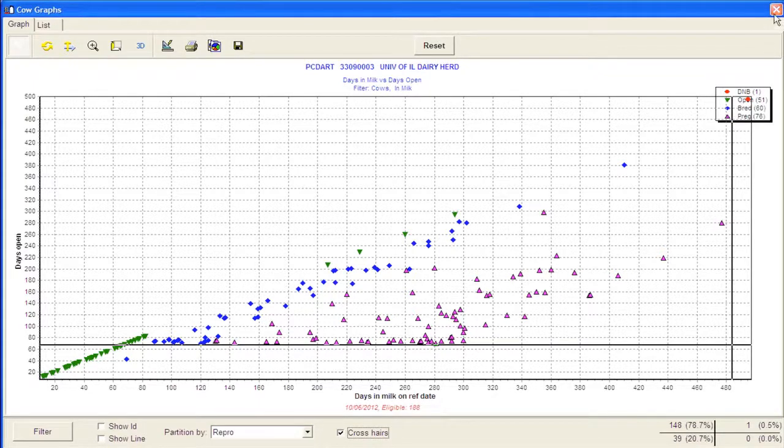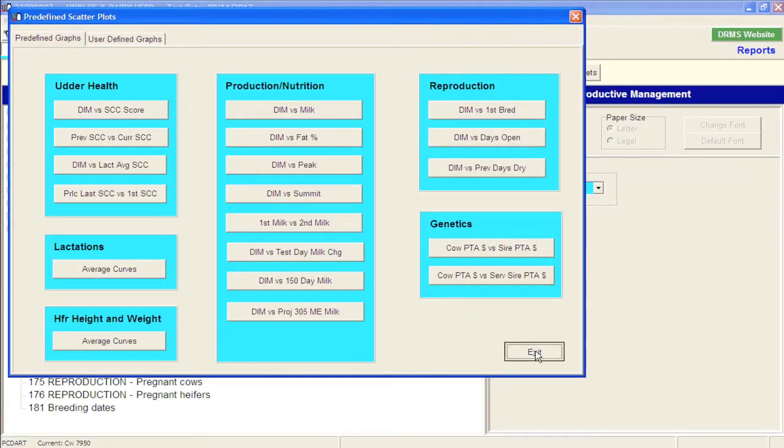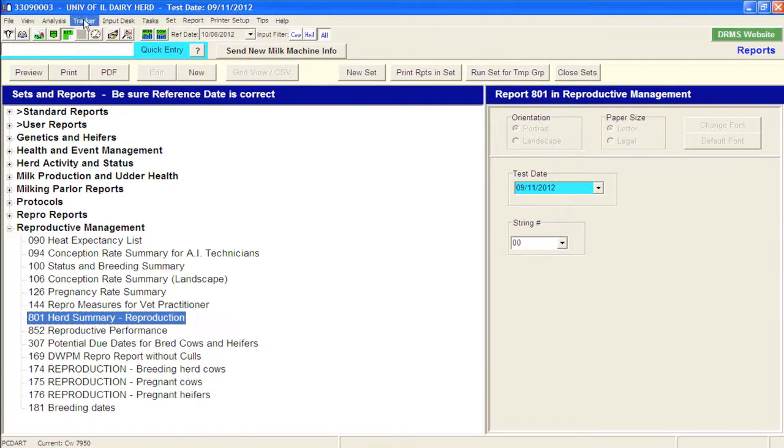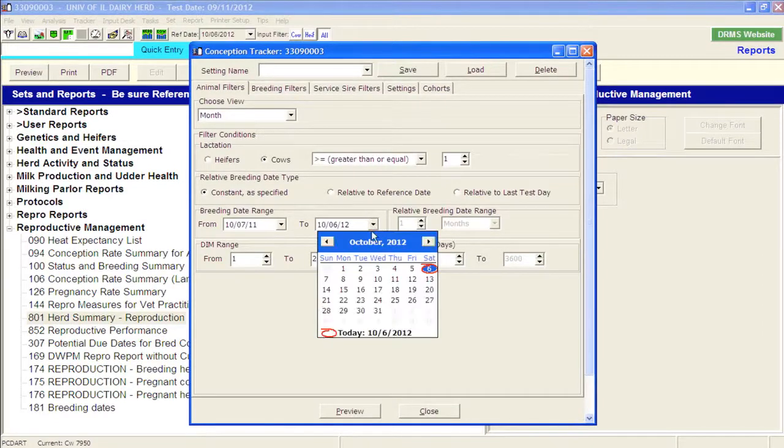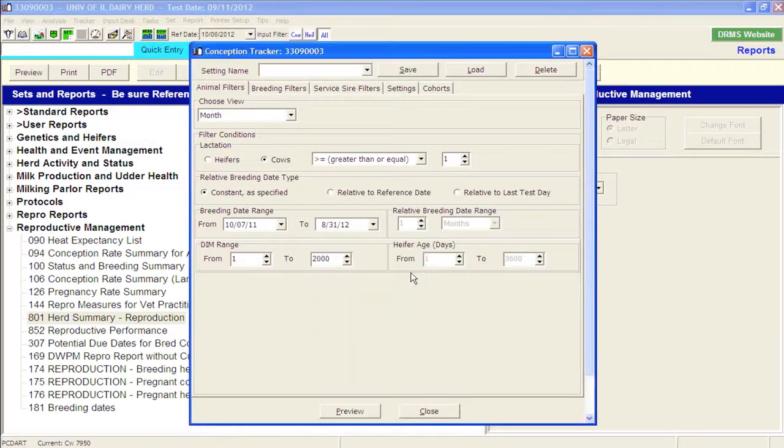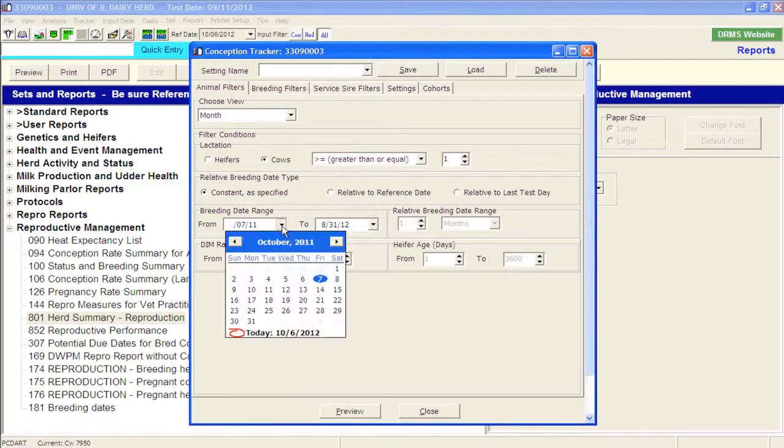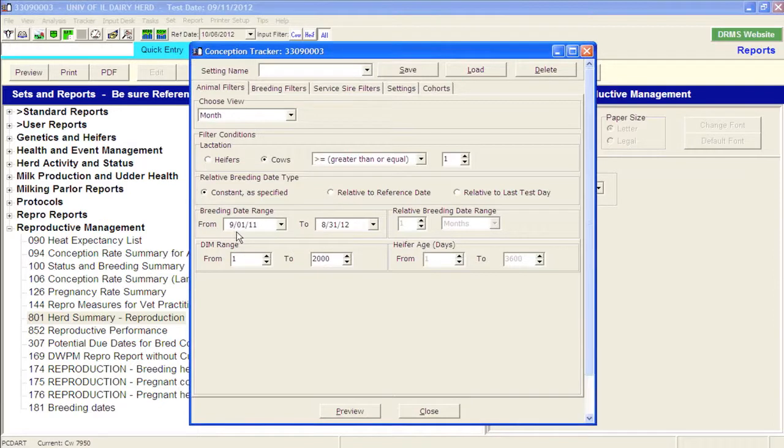You know, that's one way to take a look at reproduction, but one of the very valuable features that PCDART has is the trackers. And from a reproductive standpoint, we have a tracker called Conception Tracker. I'm going to select that right now. And we're going to move back in time, and I'm going to move back to August 31st of 2012, and I'm going to just do it for a year. So September 1st of 2011 to August 31st of 2012. I'm moving it back to August because I know from the data set that I have confirmed pregnancies through the entire month of August.